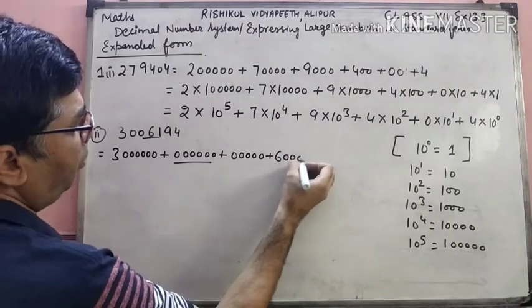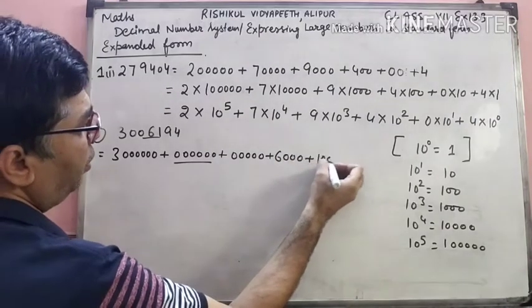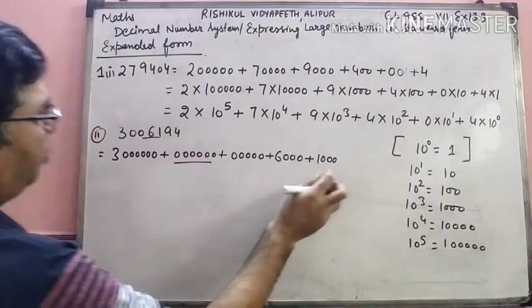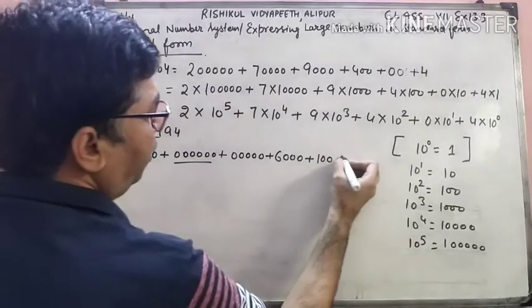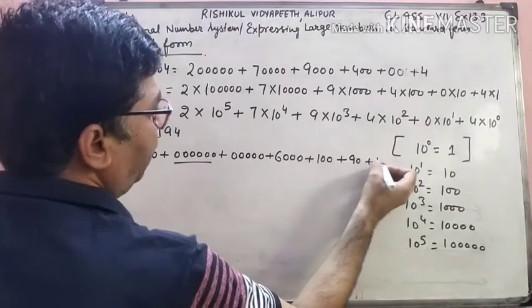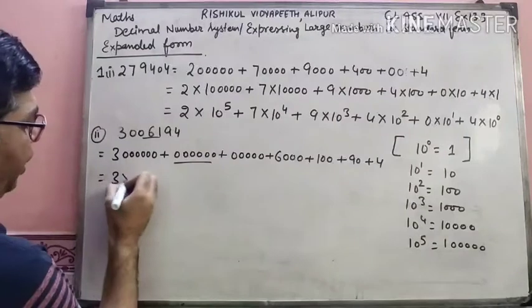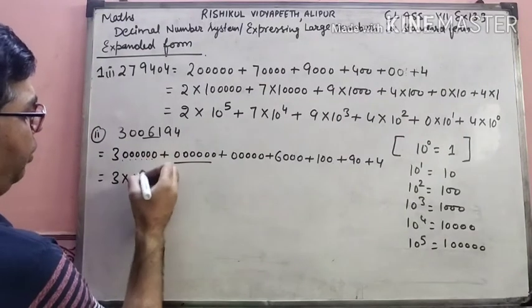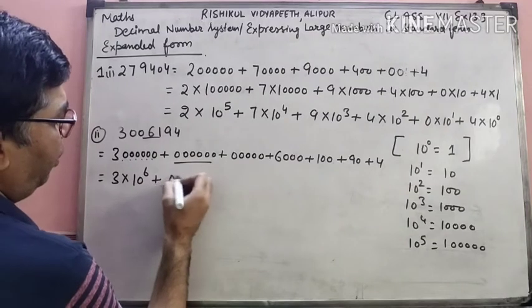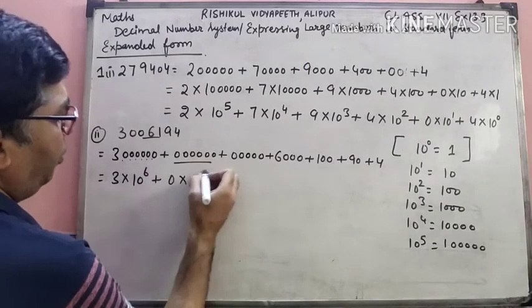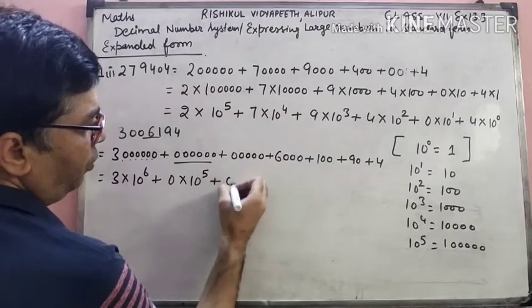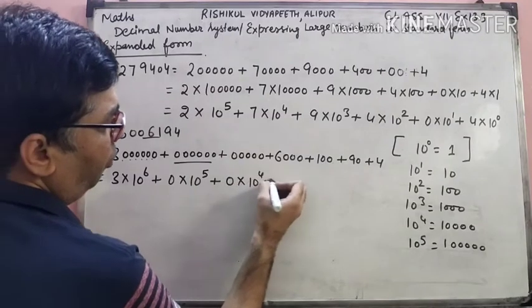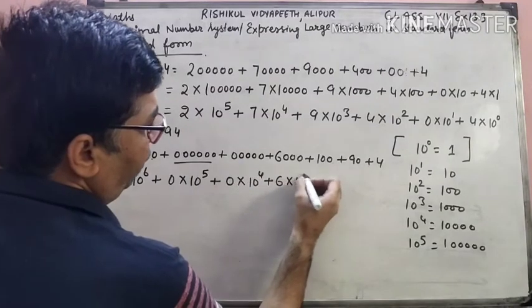Then 3 zeros, then 2 zeros, then 1 zero, and then 4. It can be written as 10 into 3 into 10 raised to power 1 2 3 4 5 6. It can be written as 0 into 10 raised to power 5. It can be written as 0 into 10 raised to power 4. It can be written as 6 into 10 raised to power 3.